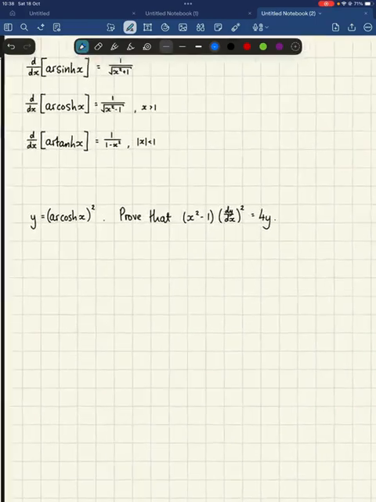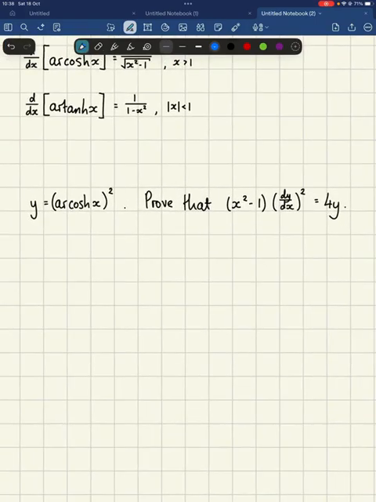Okay, now let's do this exam question. We have y is equal to arcosh x all squared. Prove that x squared minus 1 multiplied by dy by dx squared is equal to 4y. First let's differentiate this. So we'll get dy by dx is equal to, now we're going to use the chain rule. First we use the power rule on the outside function.